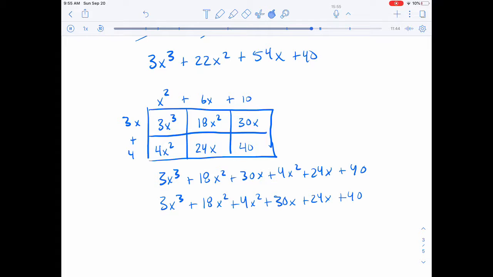Combining like terms, we get 3x cubed plus 18x squared plus 4x squared is 22x squared plus 30x and 24x gives us 54x plus 40. So our final expression of the binomial multiplied by the trinomial is 3x cubed plus 22x squared plus 54x plus 40, which agrees with solving through the distributive property.